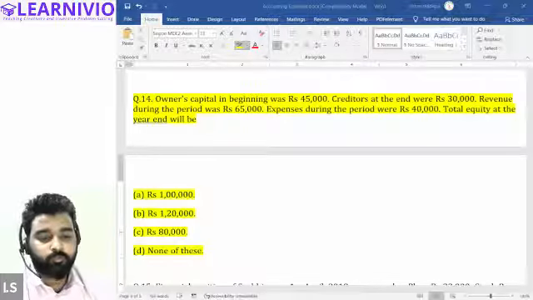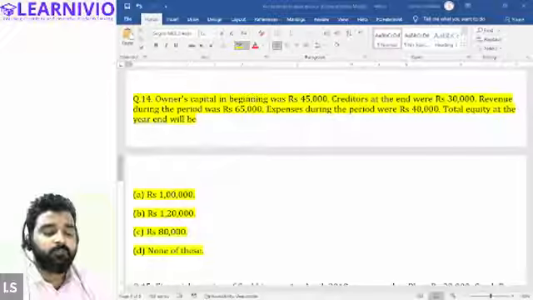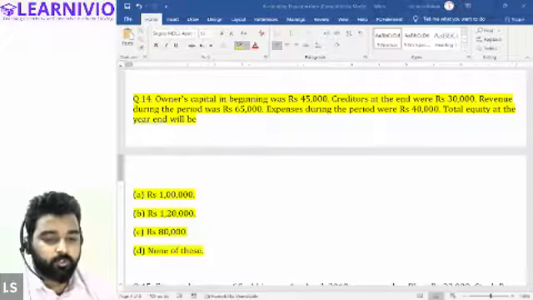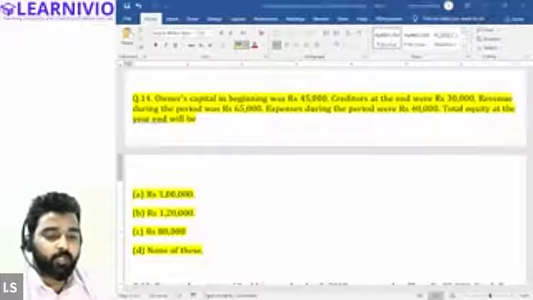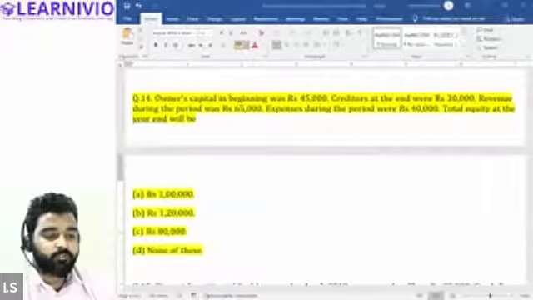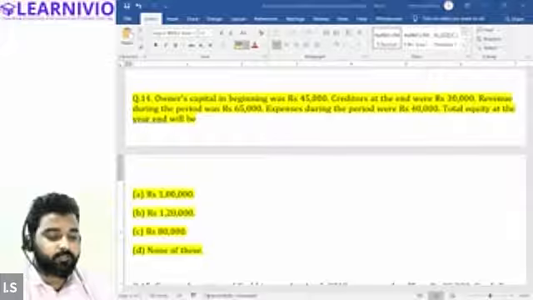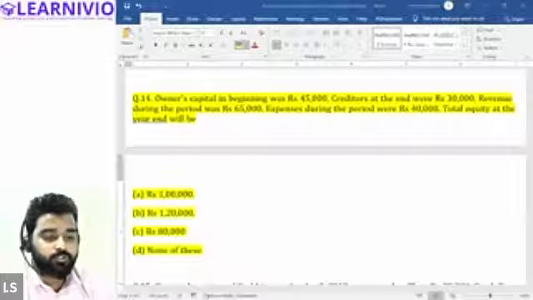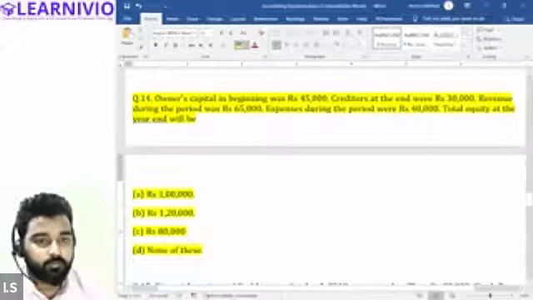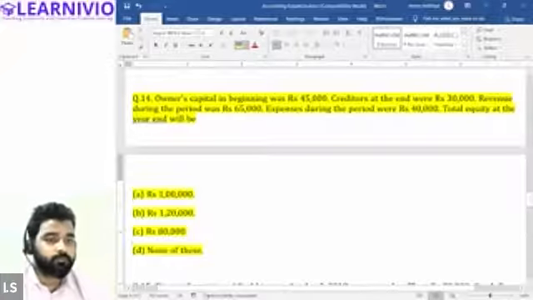All right. Now, in order to find the total equity, which basically means liability plus capital, we will simply add the closing capital with the creditors. How much is the value of the creditors in the question? 30,000. Okay, I'll show you the calculation, just a minute. Creditor 30,000 and the closing capital we have is 10,000, so we will simply add this. But the answer is not matching. I think there is a mistake.